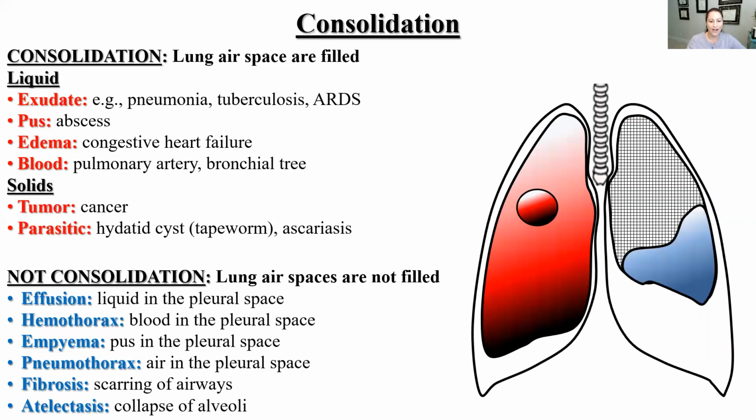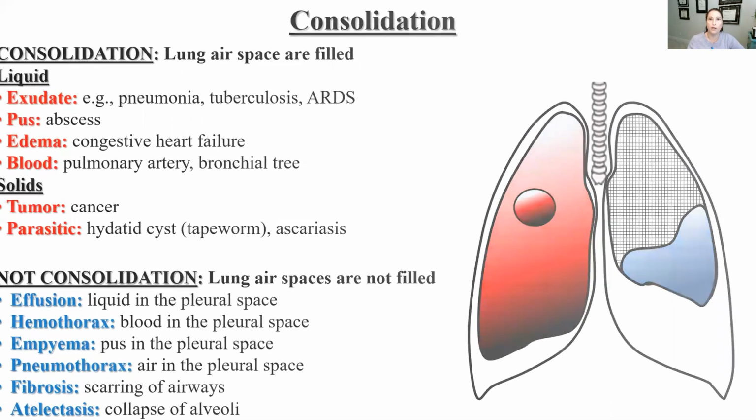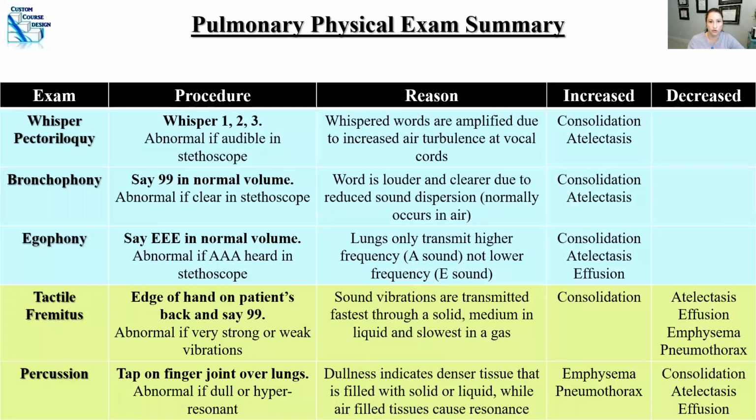And then finally, we have atelectasis, which can get a little bit tricky. It's kind of in its own category. In atelectasis, what happens is it deflates the balloon, basically. It's the collapse of small airways, our alveoli. So that is consolidation versus not consolidation. And this is going to be really important when we talk about our physical exam findings for this unit.